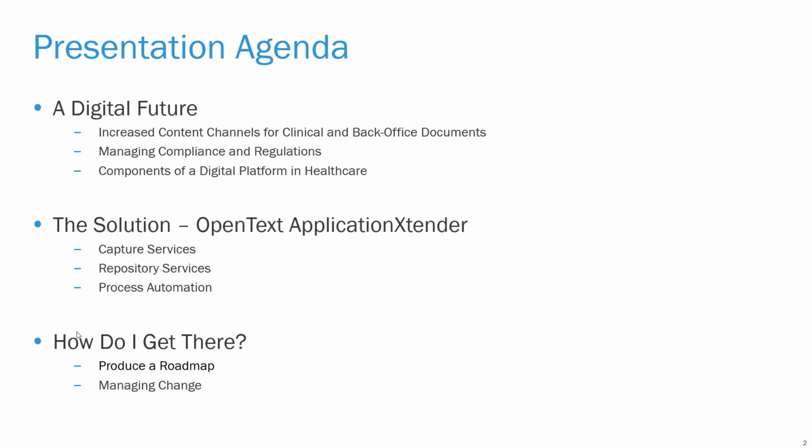The agenda today has three main parts. The first will talk about the components and really what makes up a digital future. The second will talk about the solution that we're presenting today, which is OpenText Application Extender, the different functionality that it has and how it can provide value to your healthcare organization. And the third part, we'll be talking about how you can produce a roadmap to get to your digital future from where you are today.